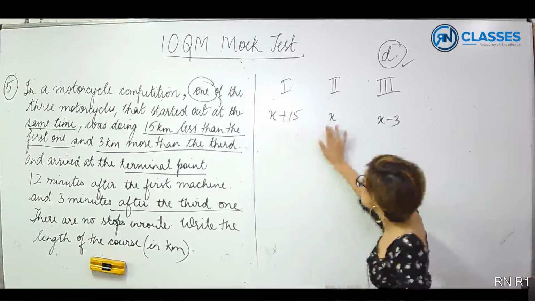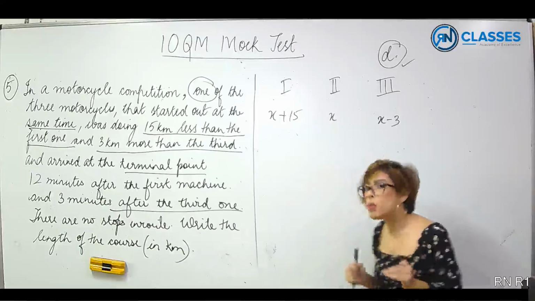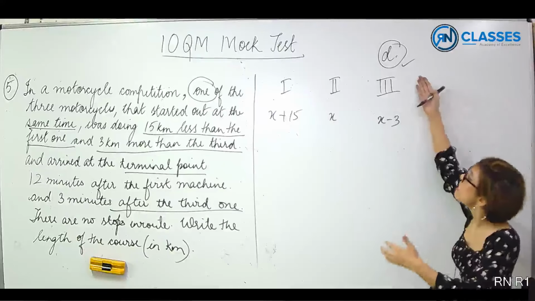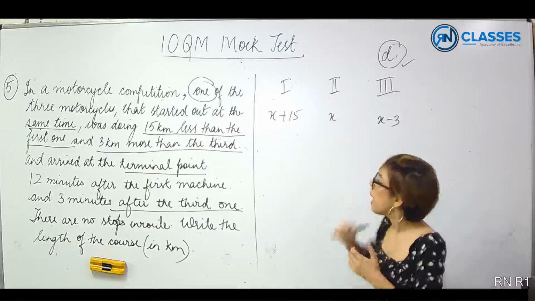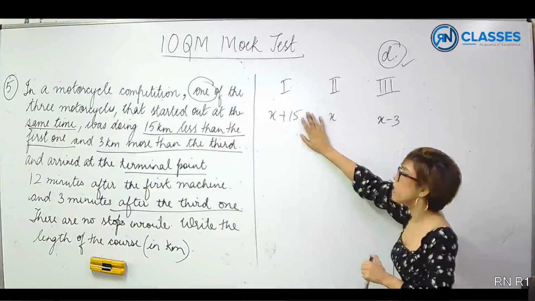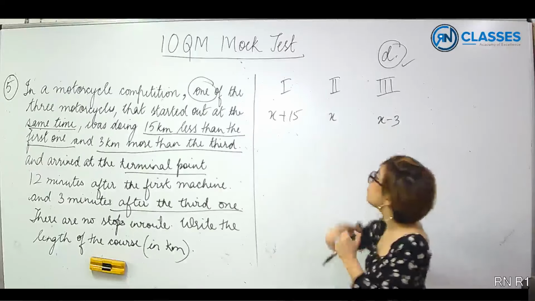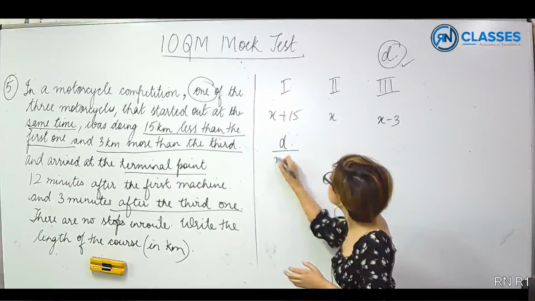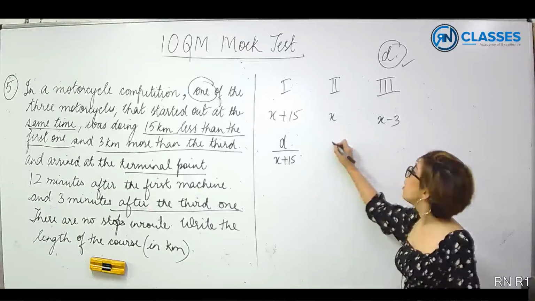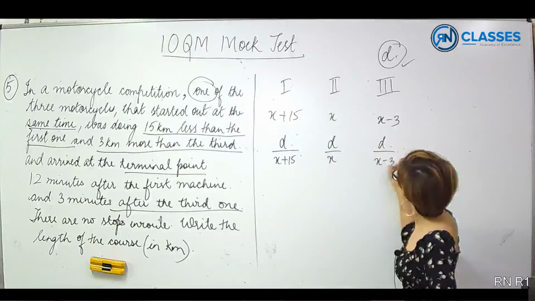Now I know distances. I know the condition related to time. That means I will form my equation involving time. Let me write the time taken first. If the distance to be covered is d, and the speed is x plus 15, the time taken would be d divided by x plus 15. Here the time would be d by x. Here the time would be d by x minus 3.